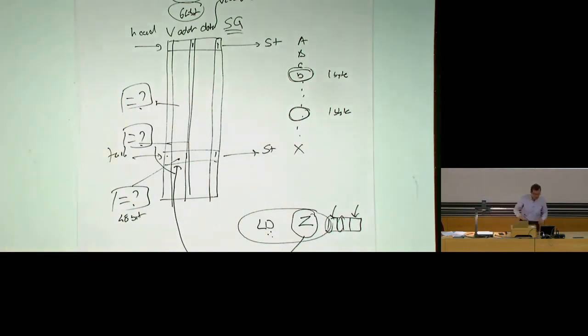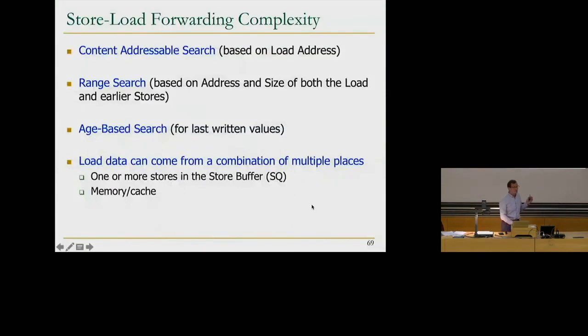I'm not going to build the complete logic over here, clearly. If you get a chance to build it, for sure. But basically, this is the complexity of the search. It's a content addressable search based on the load address, as I showed you. It's a range search, meaning based on the address and size of both the load and the earlier stores, because you may partially overlap with the address, right?